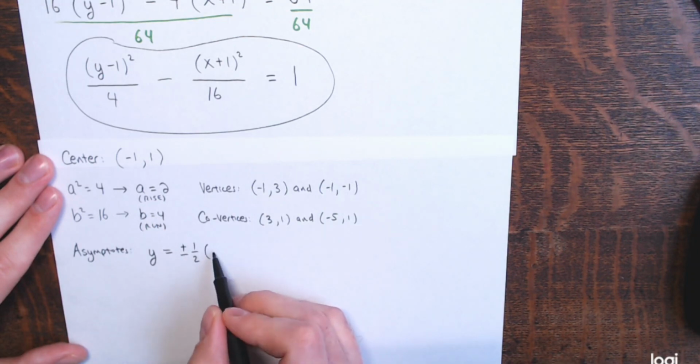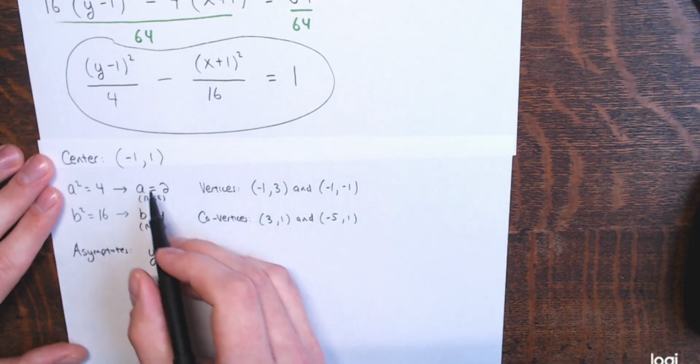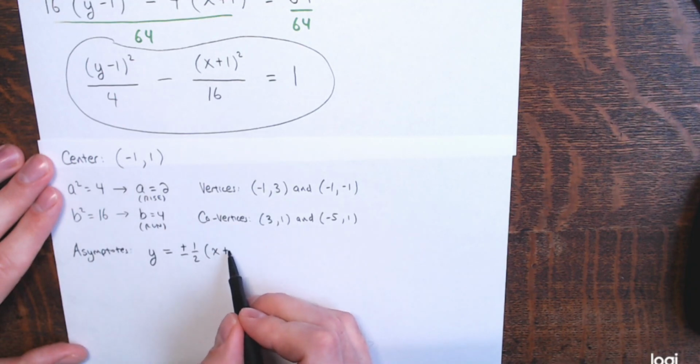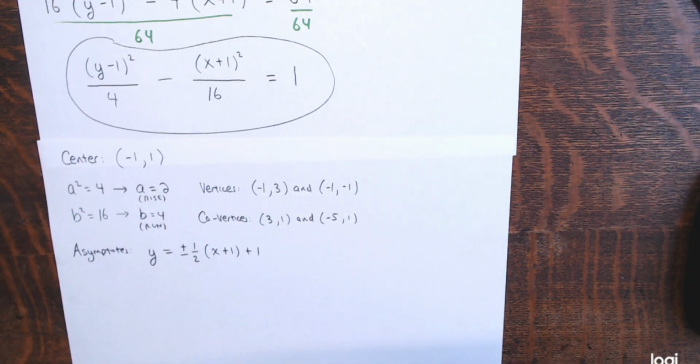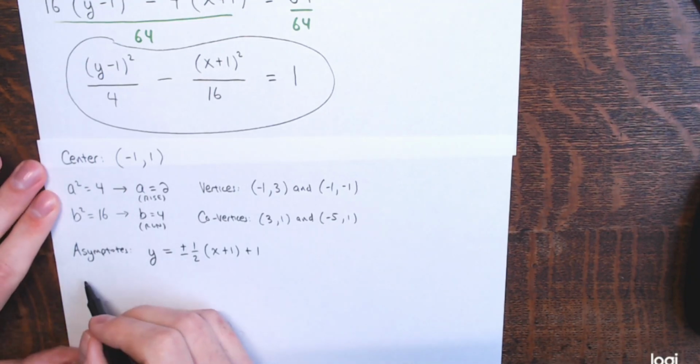And then for each one I'll have, times the quantity x minus the x coordinate of the center, so times x plus 1, and then plus the y coordinate of the center. So there's the equations for both asymptotes, one with a positive slope, one with a negative slope. And if you want to put them in slope-intercept form, you can. And then I can find the foci as well.